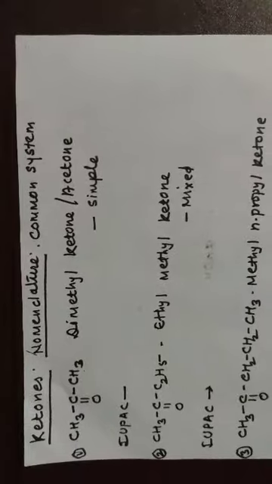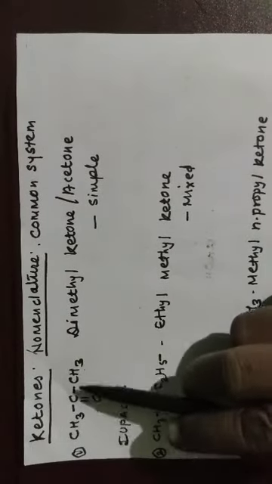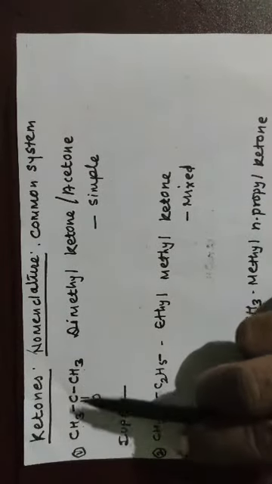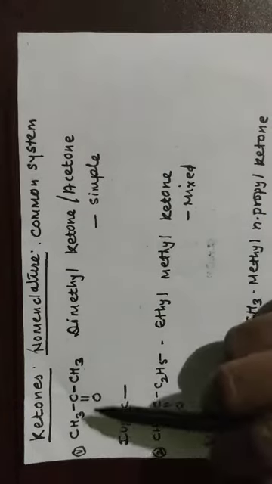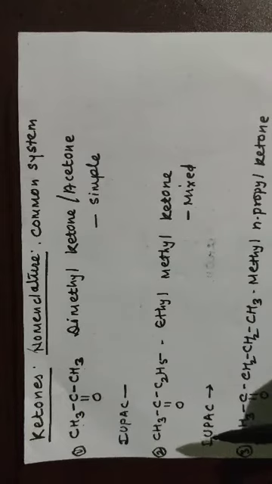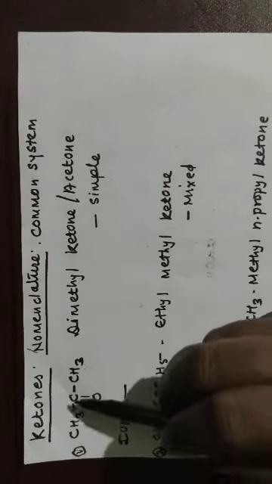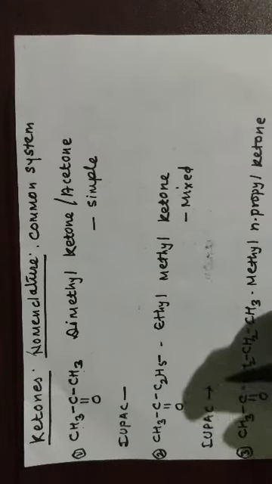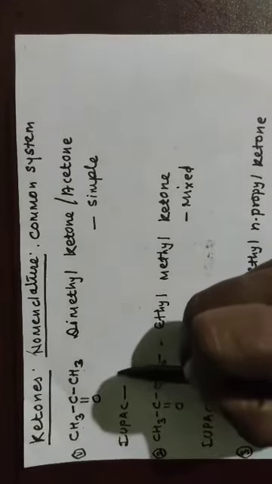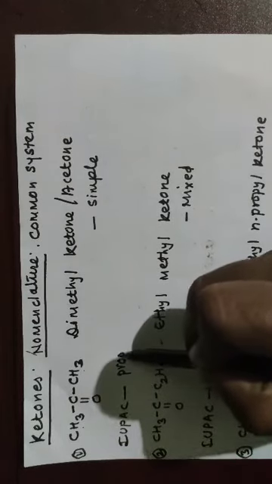Let us see now the IUPAC system of nomenclature. In IUPAC system of nomenclature, the names are derived from the parent alkane by changing the E of alkane to ONE when the CO group, the ketonic group, is present. So as 3 carbon atoms are there, your parent hydrocarbon or main alkane is propane. E gets changed to ONE, and so the IUPAC name is propanone.